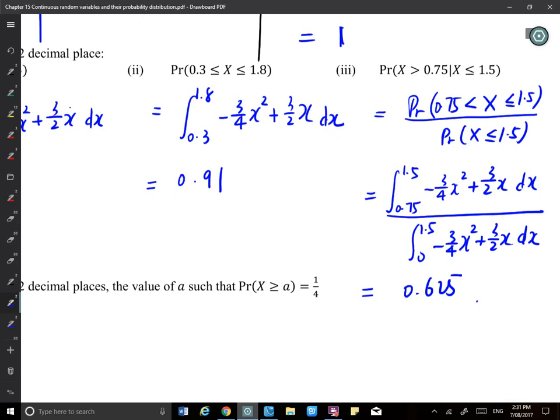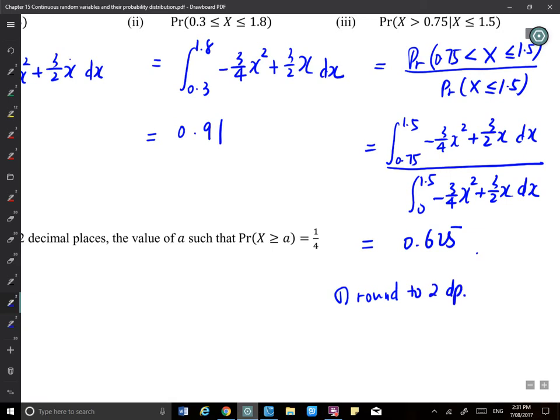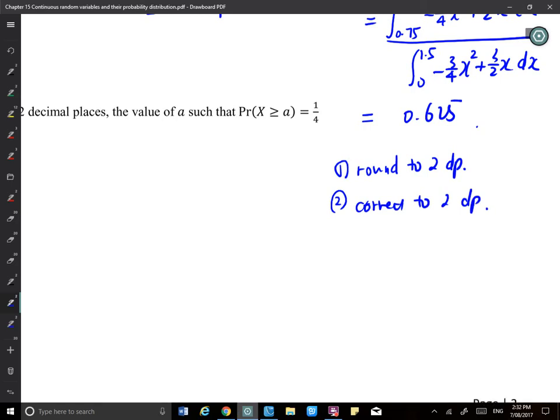I'm not sure if you know this. I really don't want to say this, but I think it's better to explain here. There's a difference between rounding and correct to how many decimal places. That's two different things. If you go rounding, round to 2 decimal places, you must have 2 decimal places. Your answer must be in 2 decimal places. If it says correct to 2 decimal places, which means you can have 2 or more decimal places. So you can have 3, you can have 4. The answer is all correct, as long as the second place is correct.